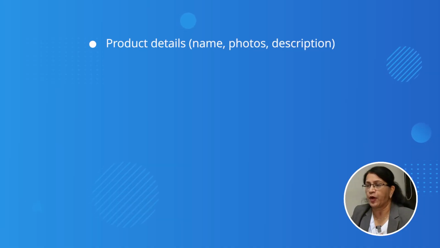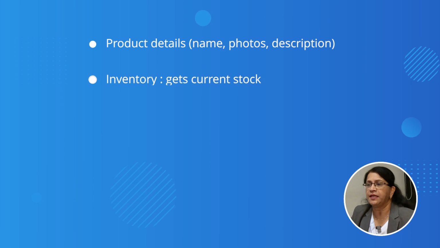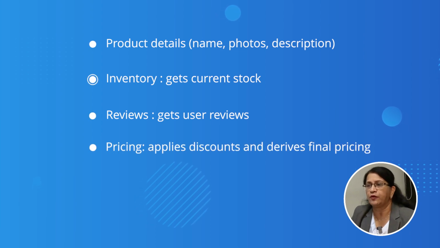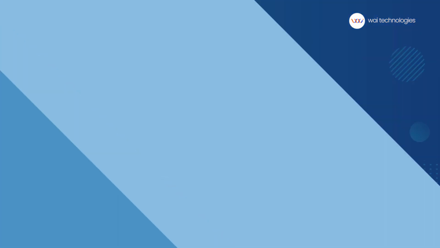The aggregator service now combines the data received from these microservices into a single unified response. For example, it gets the product details like name, images, and description. Then it gets the inventory, the current stock available, the user reviews for the product, and the pricing, where it applies discounts and derives the final price. Finally, the aggregator service responds to the client with this aggregated data.